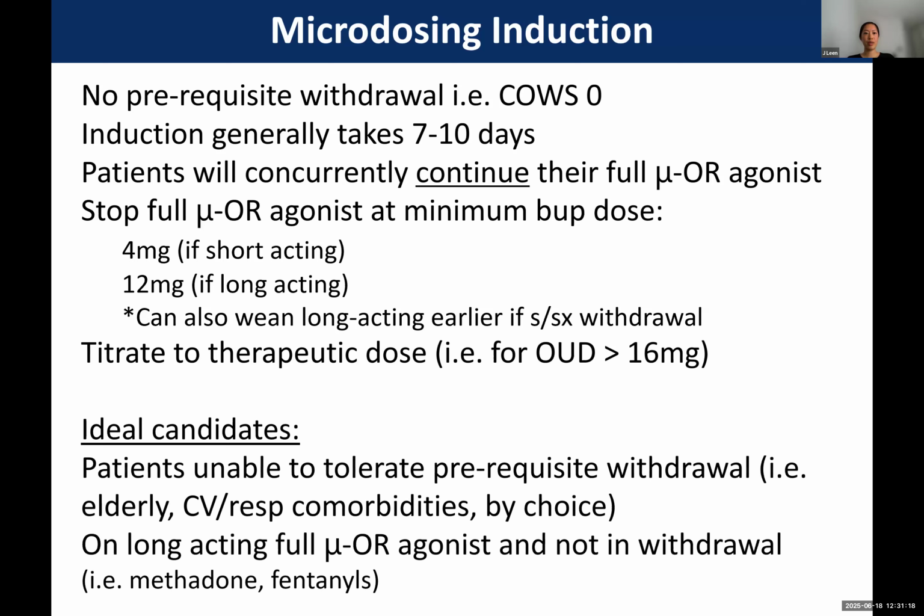So who is best suited for this kind of induction? Well, it's patients that cannot go into opioid withdrawal. So that's the elderly, patients with cardiovascular or respiratory comorbidities, or patients that just don't want to go into withdrawal. And those that are on long-acting agonists but are not in withdrawal.